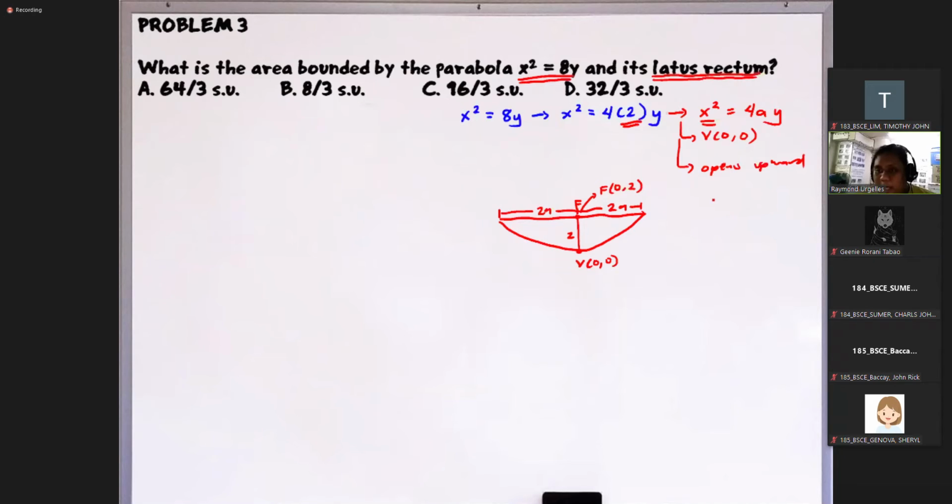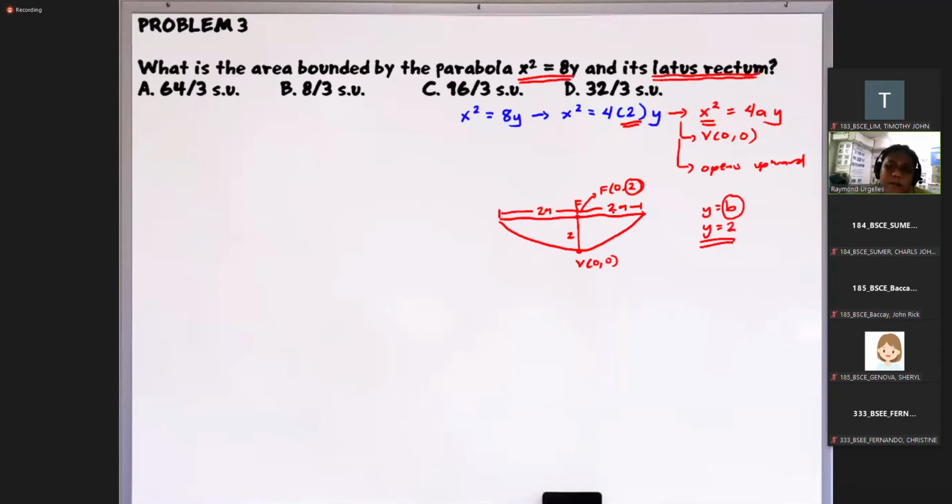Pag horizontal line, ang equation natin is y is equal to some constant b. So therefore, yung b na gagamitin natin dito is itong y coordinate ng focus, so 2. So therefore, ito yung ating equation for the latus rectum. Okay ba? So gamitin na lang natin yung knowledge natin sa parabola para mag-graph. Kasi once alam na natin yung vertex, alam natin na opens upward, tapos alam natin tong value na to, we can easily graph yung parabola natin. So diretso na tayo sa graphing.